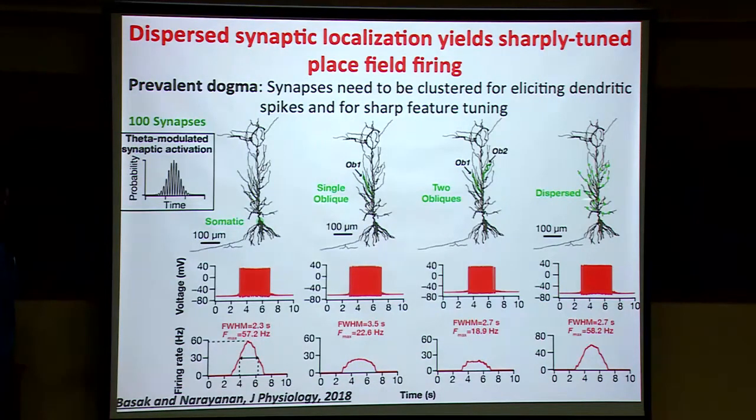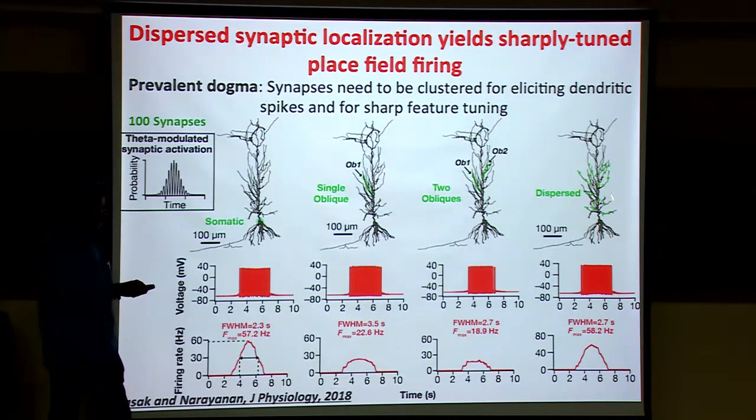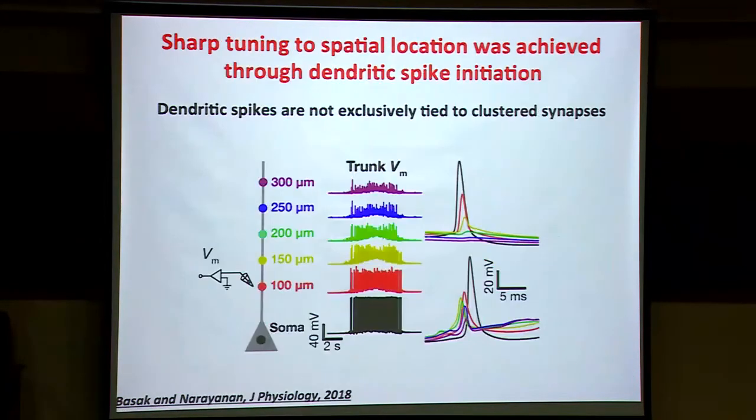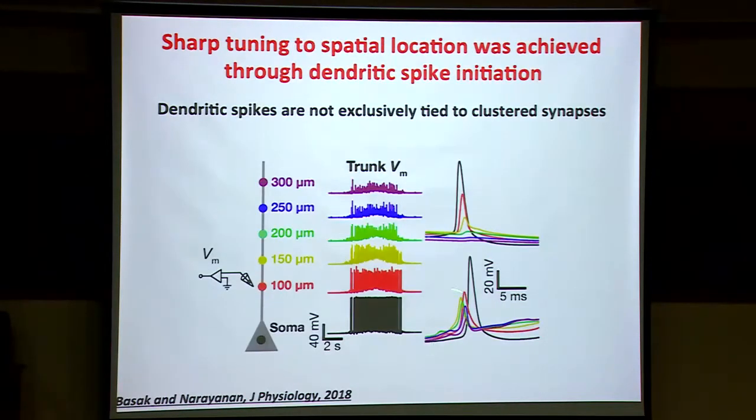And even more surprisingly, when we looked at the structure where we had dispersed inputs, where it was all randomly distributed, we had sharp tuning, which was very similar to what we got with somatic structures, basically. Right? So then she went into probing the mechanisms behind what exactly could be leading to this. And she found that in these structures where you have dispersed synaptic inputs, you still had dendritic spikes.